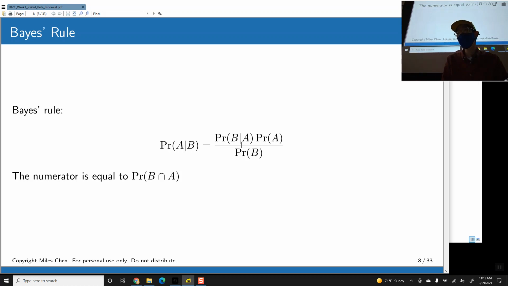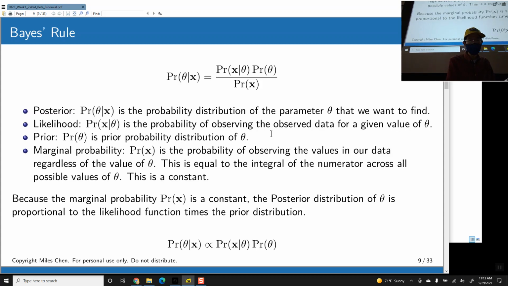B given A times the probability of A is basically, first A has to happen, that's the probability of A, and then once A happens, what's the probability that B also happens? The probability that B also happens, once we know A happens, is the probability of B given A, and that is going to end up being the probability of A and B happening together, or B and A happening together. So that's the numerator.